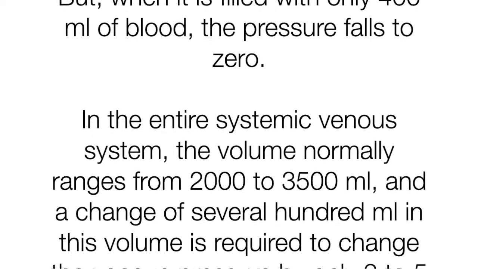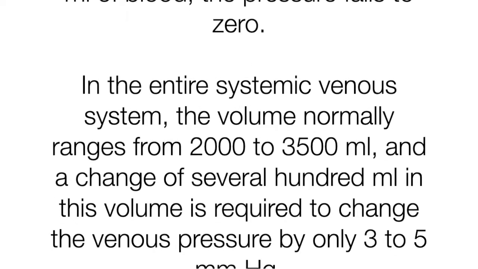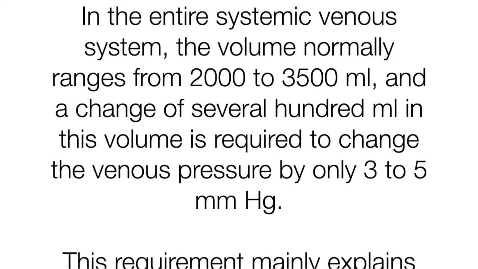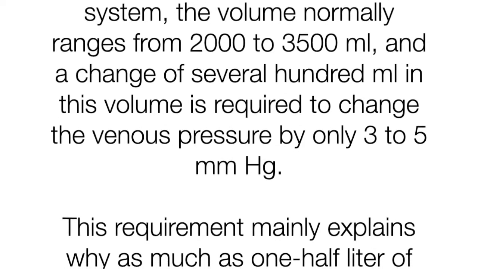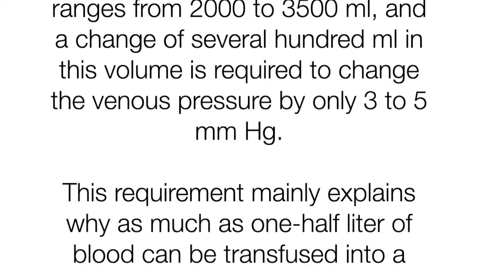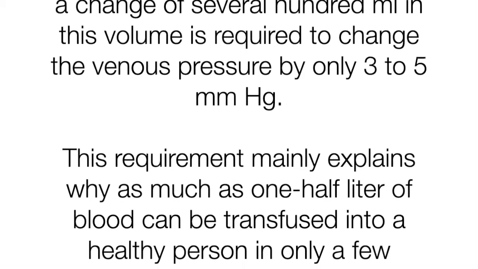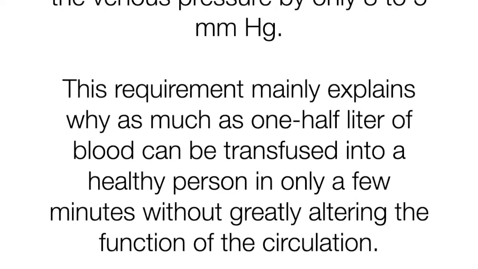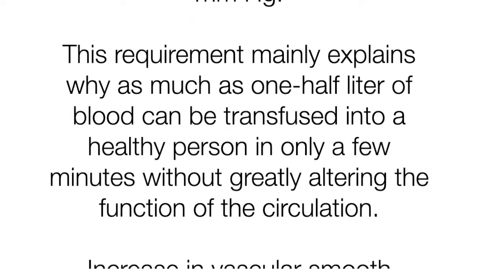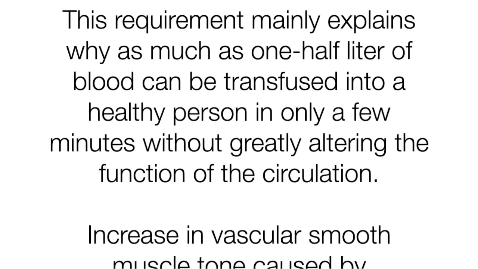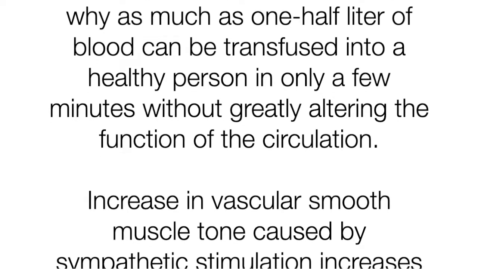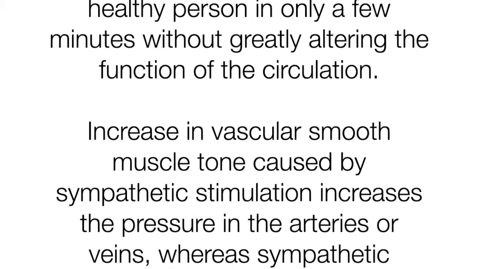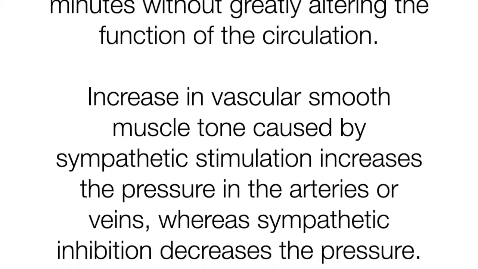In the entire systemic venous system, the volume normally ranges from 2000 to 3500 ml, and a change of several hundred ml in this volume is required to change the venous pressure by only 3 to 5 millimeters of mercury. This requirement mainly explains why as much as 1/2 liter of blood can be transfused into a healthy person in only a few minutes without greatly altering the function of the circulation.